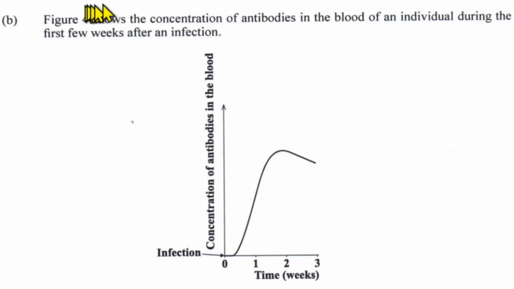Let's look at B. Figure 4 shows the concentration of antibodies in the blood of an individual during the first few weeks after an infection. And on this graph here, we could see the time in weeks. 3 weeks has passed, and we have an infection at week 0, and the y-axis shows the concentration of antibodies in the blood. We could see after the infection that there was a small delay before the concentration of antibodies began to sharply rise. It reached a peak right before 2 weeks, before the concentration of antibodies would have decreased. Remember, antibodies would have helped to eradicate whatever pathogen or antigen would have caused this infection in the first place.